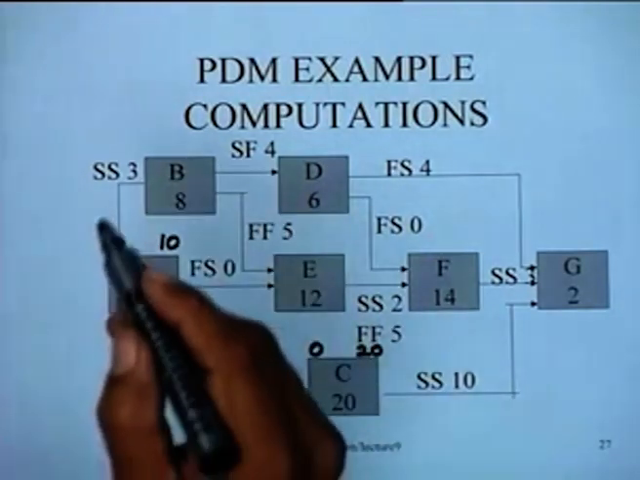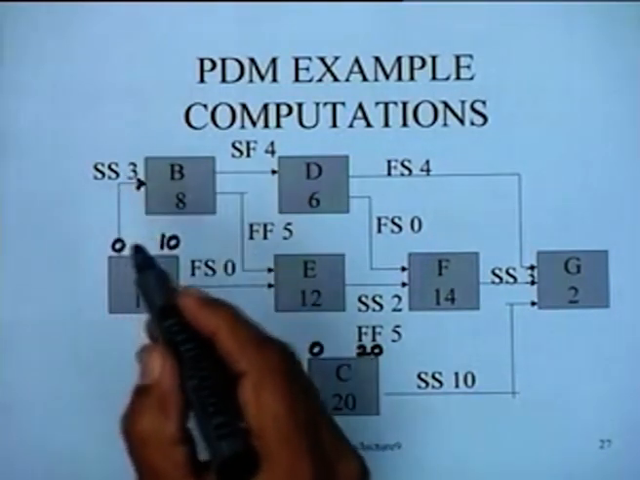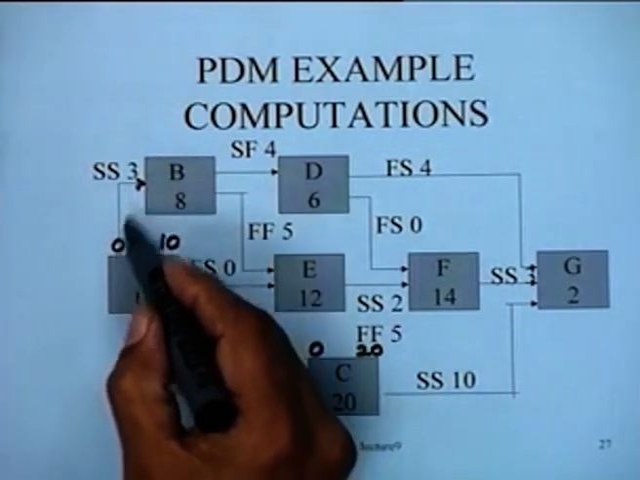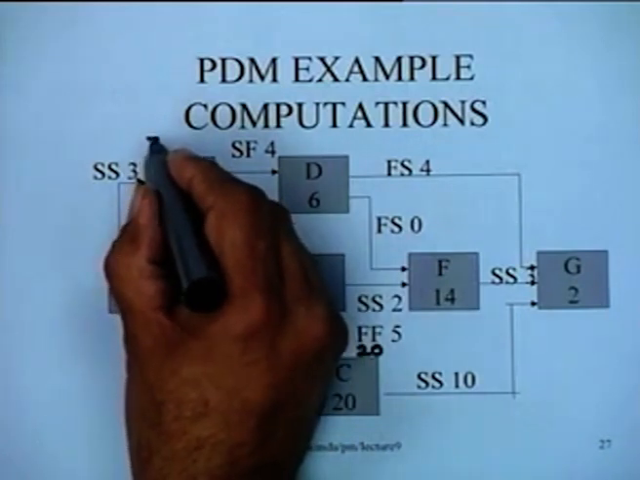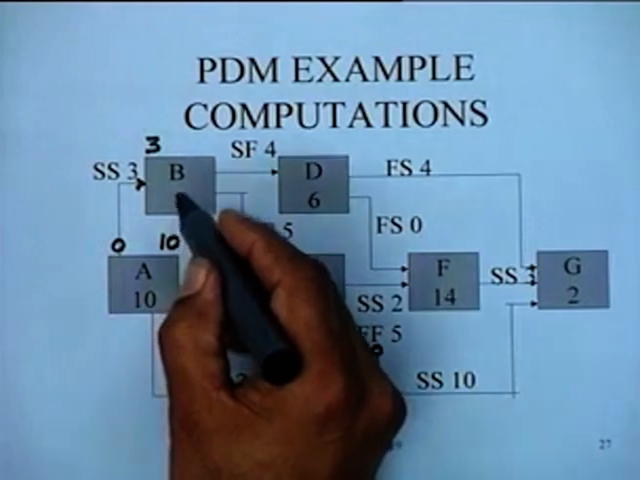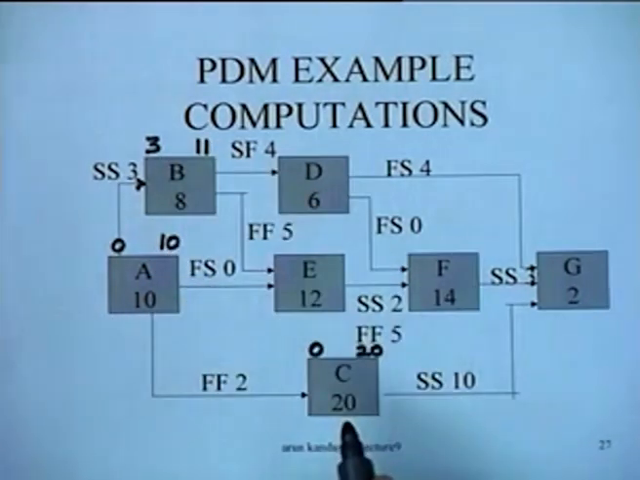Let's look at job B. This is constrained here by a SS relationship. So the earliest start of B by this will be 0 plus 3, right? So we can say that B can start earliest at time 3, and if it starts at time 3, it can finish at time 11, right?